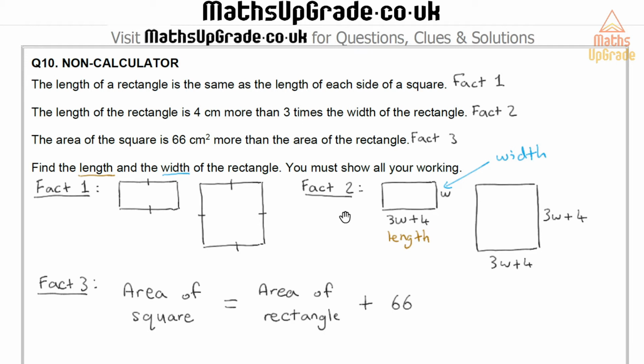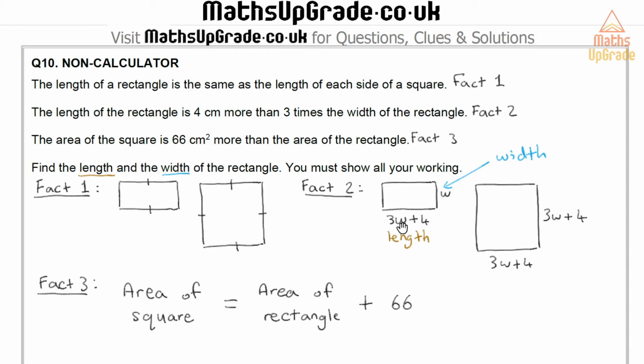The second fact, the length of the rectangle is 4 centimeters more than 3 times the width of the rectangle. So imagine the width of the rectangle is w, so imagine this is w here. The length of the rectangle is 4 centimeters more than 3 times the width. So here's 3 times the width, 3w, plus 4 centimeters more than that. And since from fact 1, the length of the rectangle is the same as the side of the square, this square now we know must be 3w plus 4 in width and in length.